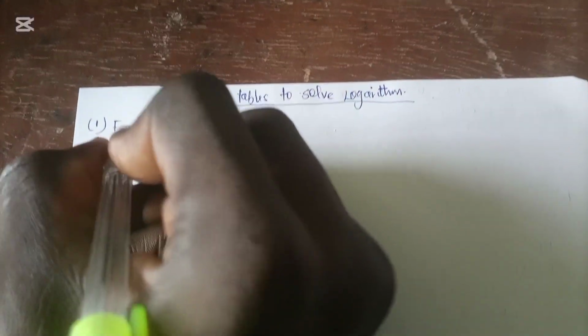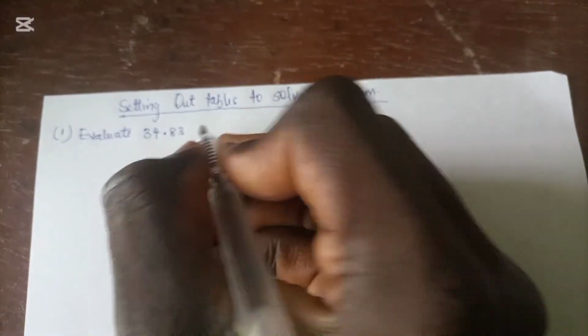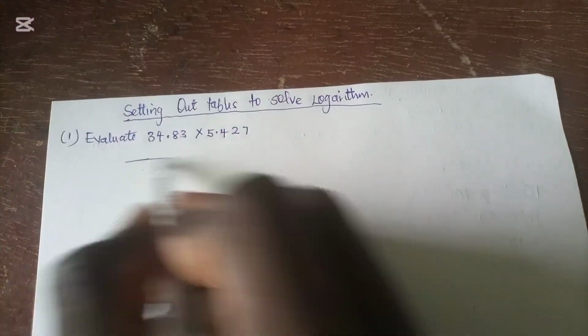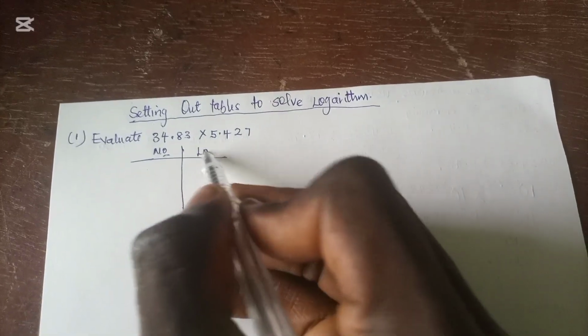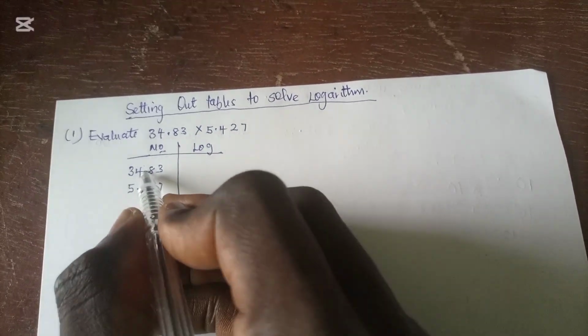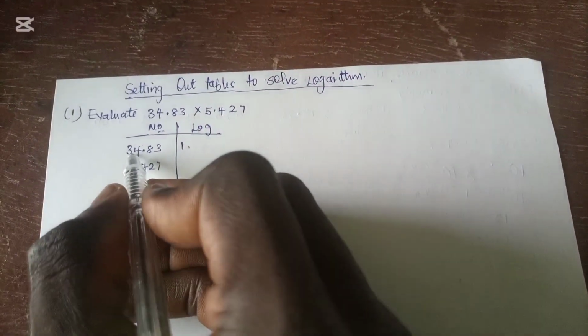The first one we have, we're going to evaluate 34.83 times 5.427. So this is what you do. You make a table, number and log. You write out the numbers 34.83 and 5.427. Then, as you have learned how to find the logarithm of a number, this integer will be 1 because you're carrying it once to where it should be.